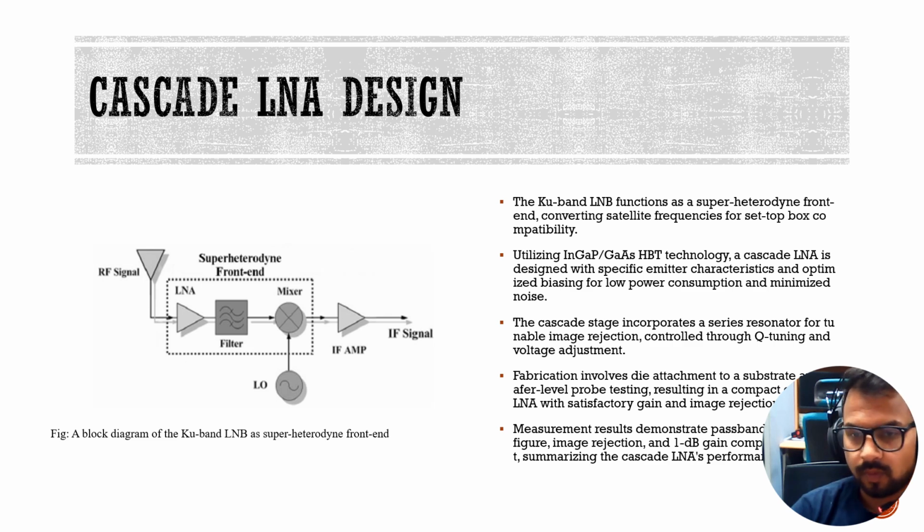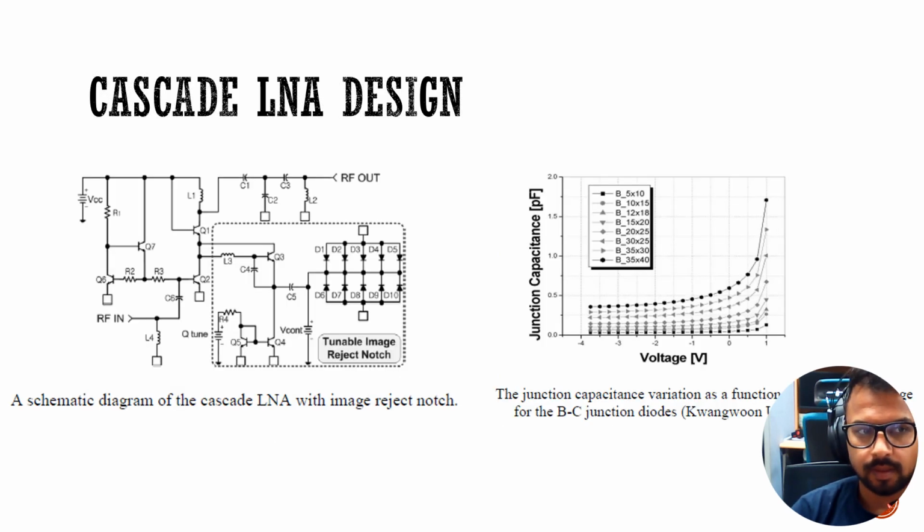Now let's see the figure of a schematic diagram of a cascode LNA with the image reject node. So this is very complex, where a tunable image reject node is represented, and the junction capacitance function as a BC junction diode, which has been calculated at Hongik University, is also presented.